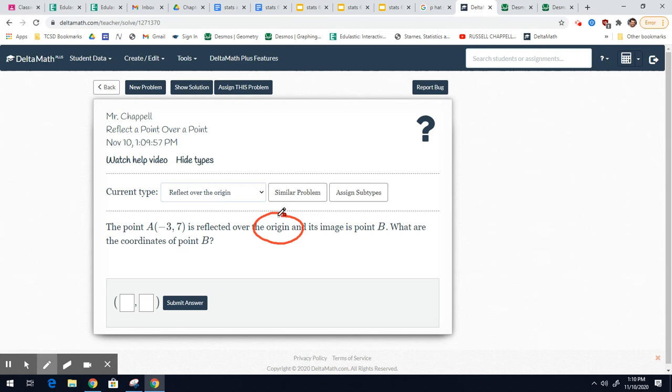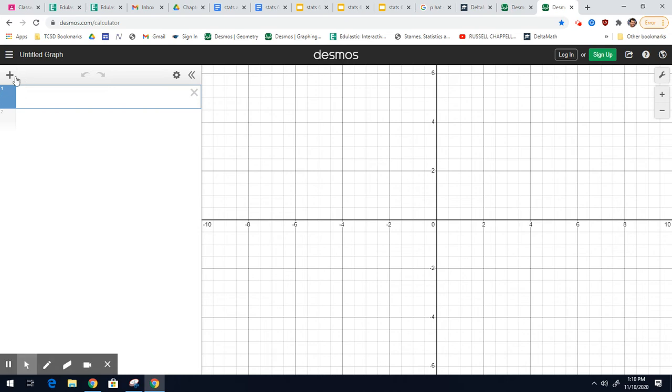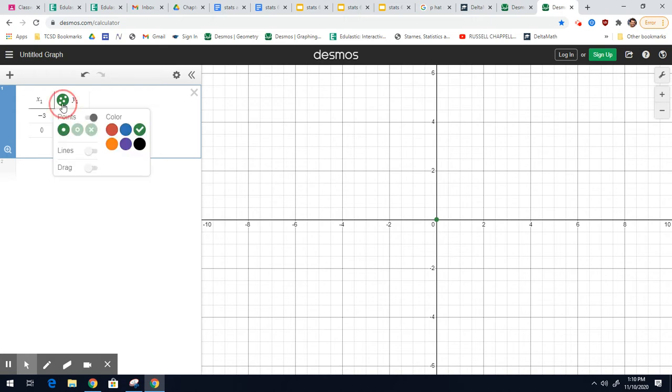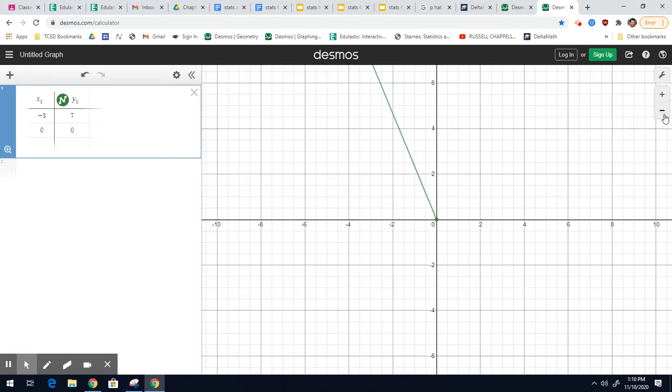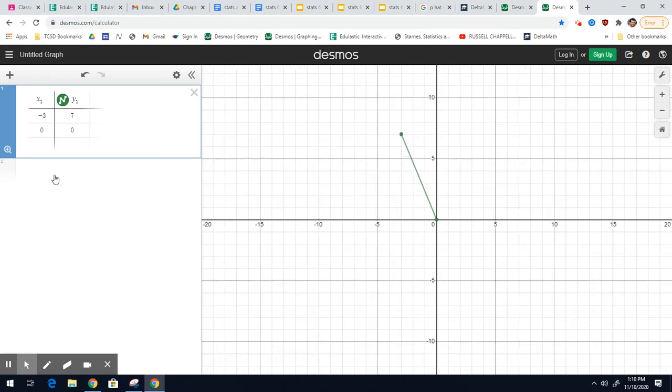I'm going to use the Desmos graphing calculator to do this problem for us. In the calculator, I'm going to plot the point A at negative 3, 7 and the origin. I'll use that table feature if you remember. The point was negative 3, 7, and the origin is 0, 0. I'll hover over and hold down over the green dot and connect them with lines. I also like to zoom out so I can see and count by ones. And then last, I will label the point negative 3, 7 as A. Let me just double check to make sure that is our point.